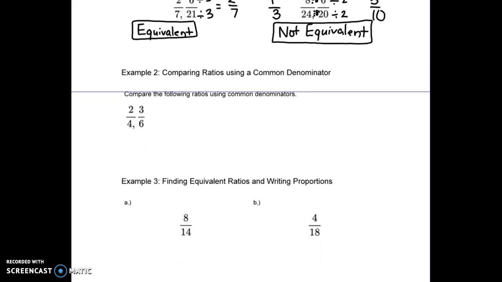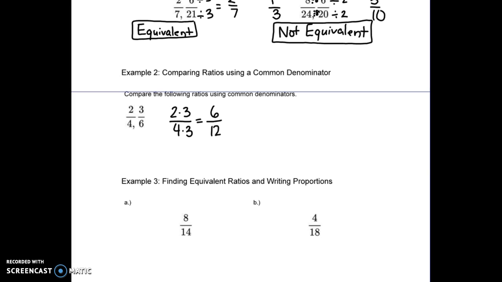Example 2, comparing ratios using a common denominator. So that means we need to get the number on the bottom to be the same. So there's two ways you can do this. You can multiply the two numbers together, or you can use least common multiples. So 2 and 4, the least common multiple is going to be 12. So 2 times 3 and 4 times 3, because that gives me a 12 on bottom.